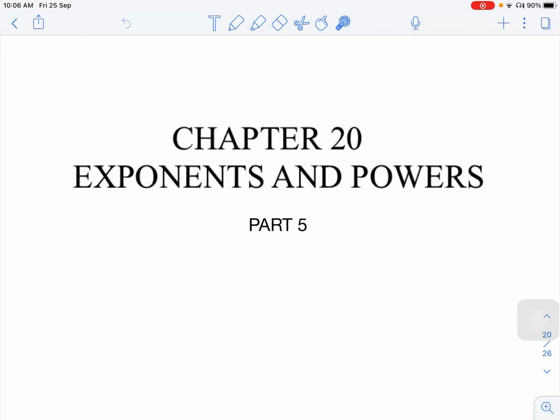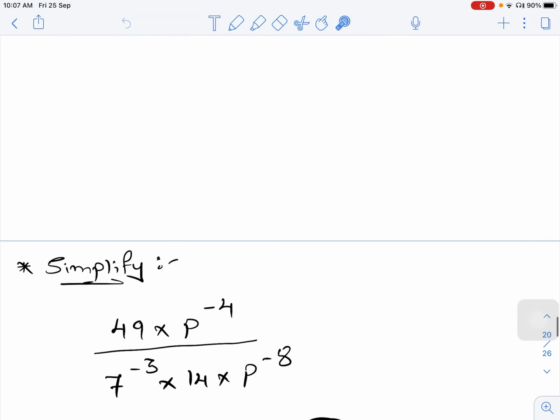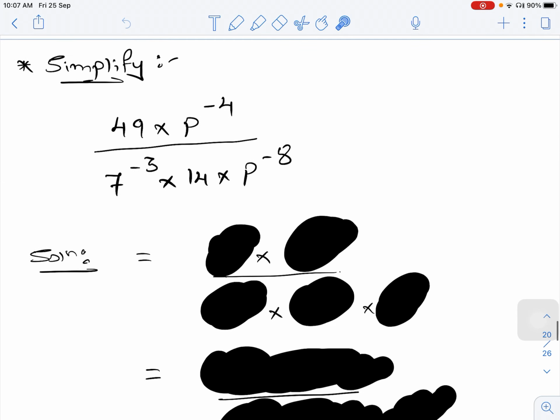So, hello students. Today we are going to learn part 5 of chapter number 20, that is powers and exponents of class 8. In the previous period we have learned some laws of exponents and solved some examples based on that. Today also we are going to do some more practice on laws of exponents. So now let us consider one example.